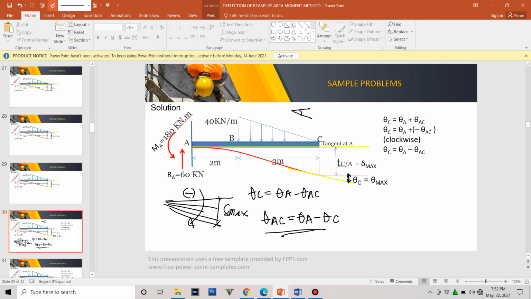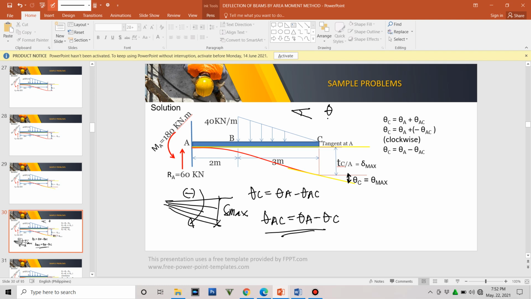Kaya nga, depression yan, di ba? Yung kinalabasan ng theta C is depression, although positive yan. Okay? So, kung magpa-practice tayo, kasi from left to right lang naman tayo, laging yung letter dito sa pinaka-left is letter A, di ba?